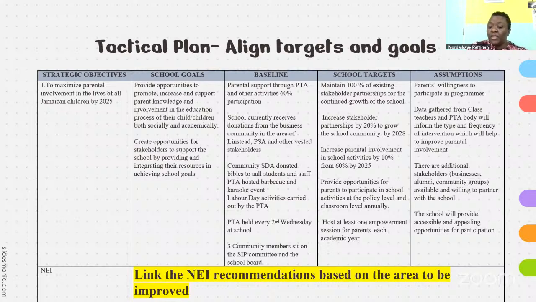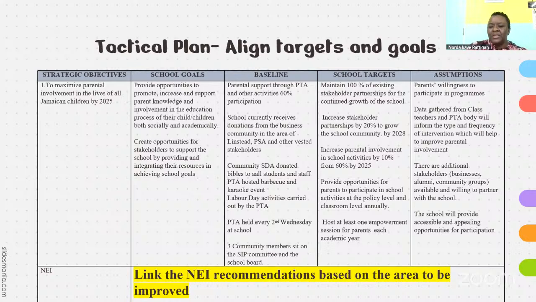We want to increase parent involvement in school activities by 10% from the 60% based on the baseline that we have been working with, by 2025. I didn't change the data list. I apologize. All right. And then you move on to your targets.